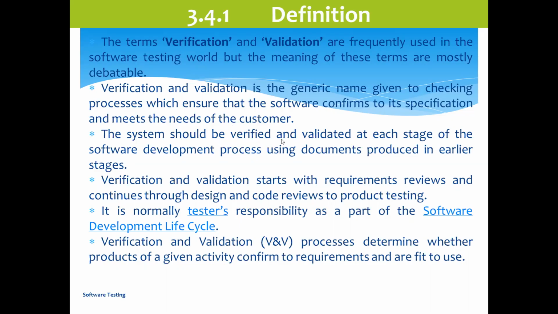The system should be verified and validated at each stage of the software development process using some documents produced in earlier stages. So we have verified some documents which are used in the project, and those are validated also. So we are using both terminologies. Now the next example: verification and validation starts with requirements reviews and continues through design and code reviews to product testing.